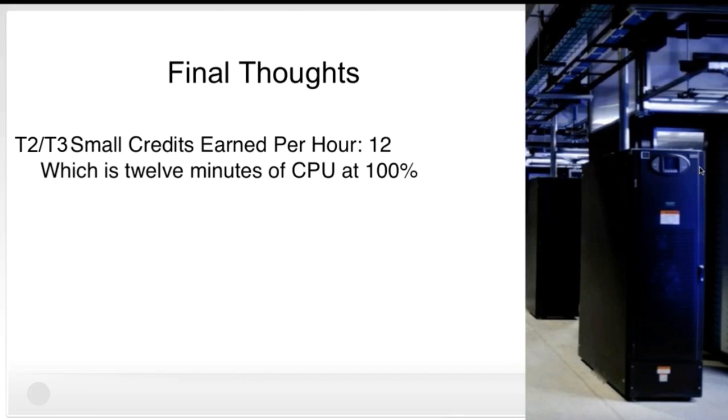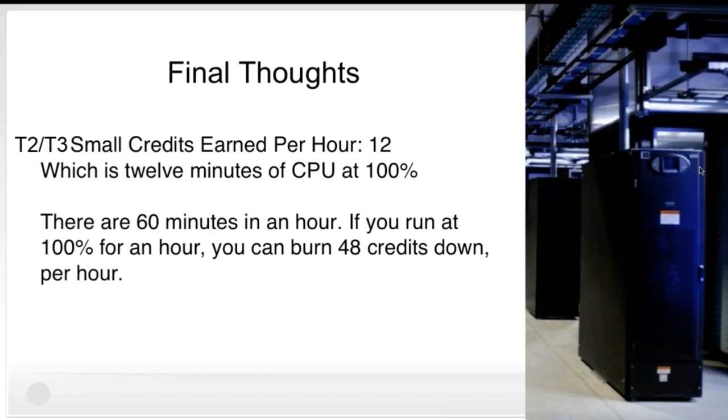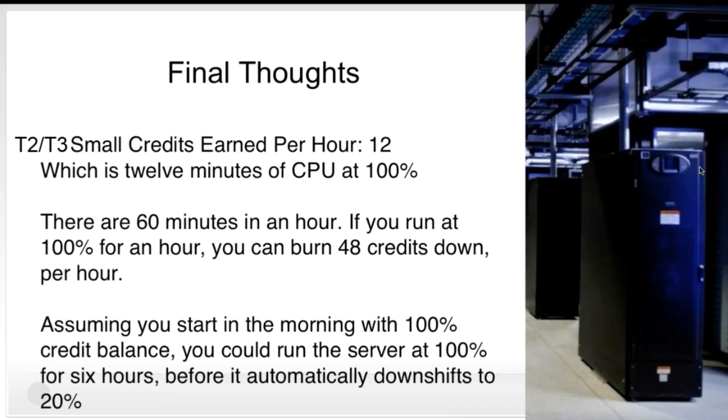Now, typically the math, once again, just to cover the basic math here, and this is the T2 small, you earn 12 minutes of 100% every hour. So 60 minutes an hour, 1 hour at full power will burn 48 credits because it's the 48 plus the 12 you would have earned, right? So it burns a net 60, but it actually takes your piggy bank down 48. So thereabouts, you could go about 6 hours during the day at full throttle. And once again, if you're at full throttle, get a bigger server. But that's the reality of this.